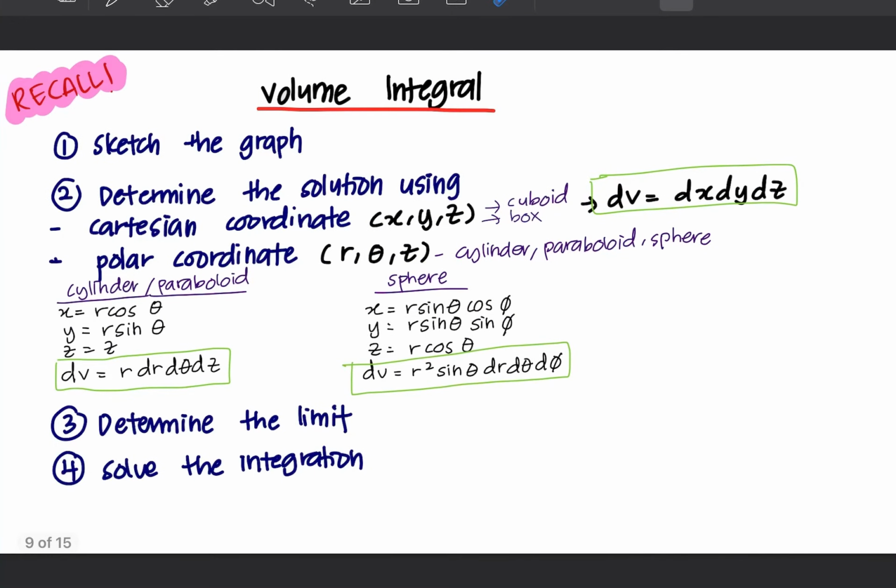Next, we recall volume integral. For a cuboid, box, or cube, dV is given by, so we know that we have a triple integral and dV here. So dV equals dx dy dz. For other surfaces, cylinder, paraboloid, sphere, dV is given by this formula, or this one.